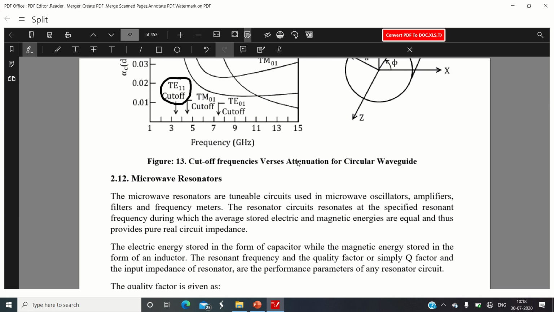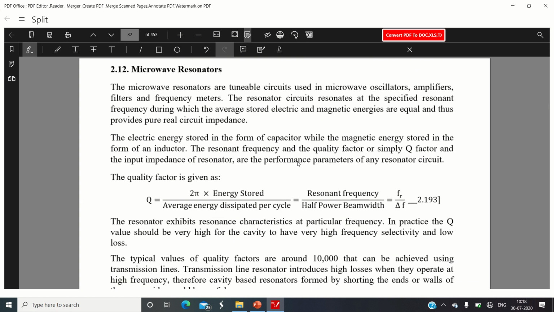We go ahead to the next part in our syllabus, which is devoted to microwave resonators. Resonators are nothing but a tunable circuit, and these tunable circuits are used in oscillators, amplifiers, filters, and frequency meters. In microwave circuits, the role played by the resonator is very important. And what is the property of a resonator? The resonators are going to resonate at a particular specified frequency.